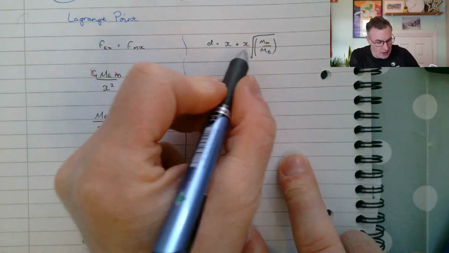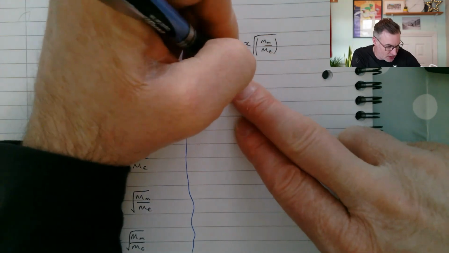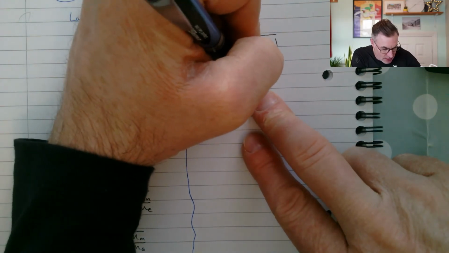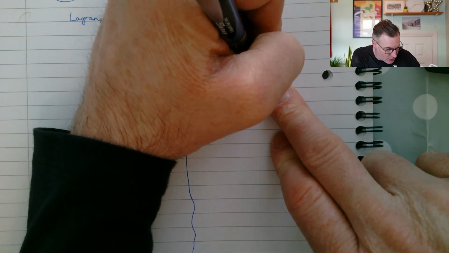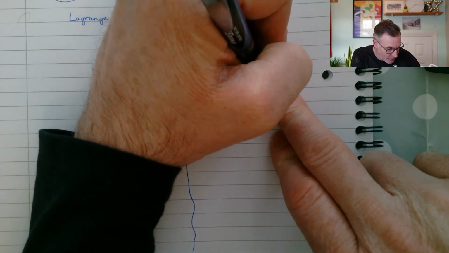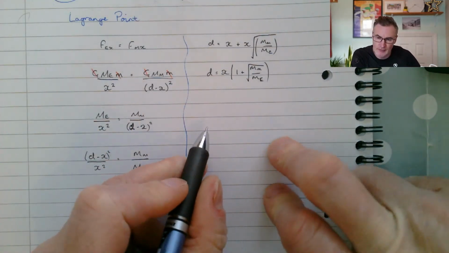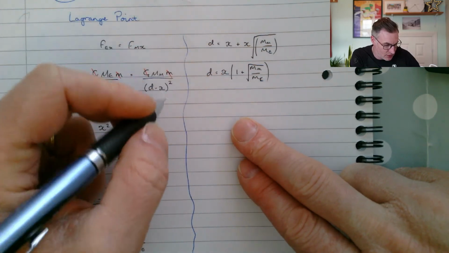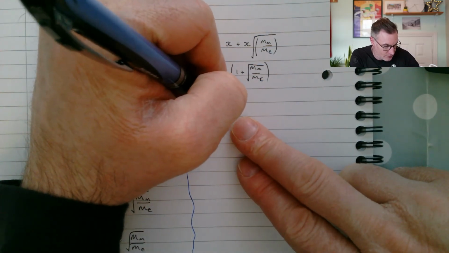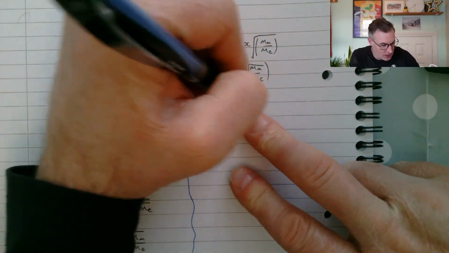Take x's out of the brackets, or put x's to a bracket, and then 1 plus the square root of e. And now finally take this across. X equals d.